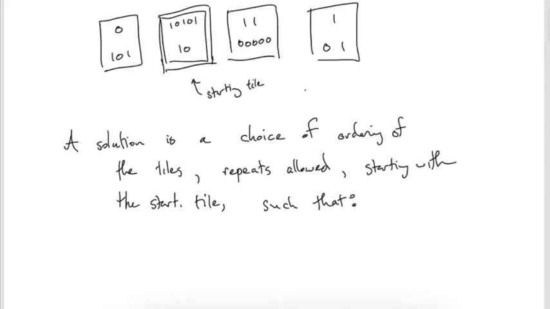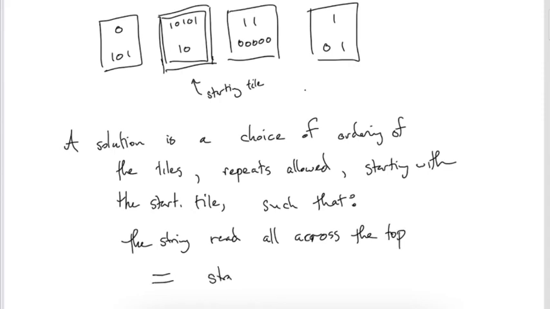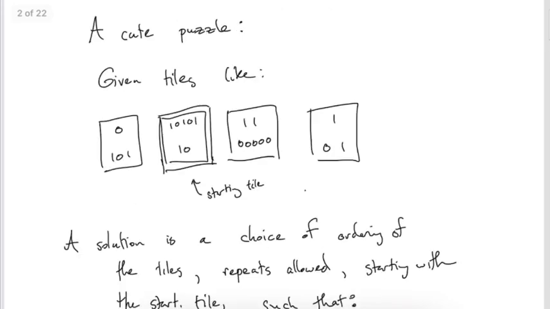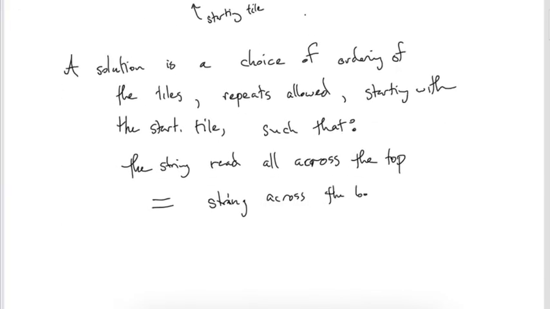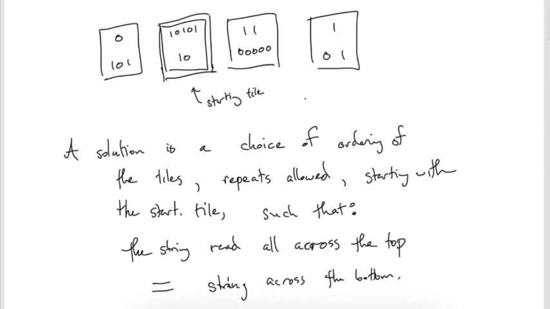All right. So such that the string read all the way across the top equals the string across the bottom. So your goal as the kid trying to do the puzzle is either line them up so that they have that property, or figure out somehow that it's impossible to do that. All right. Let's see if we can do it for this particular example.